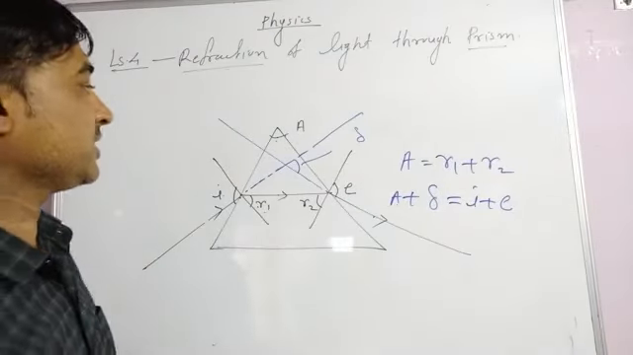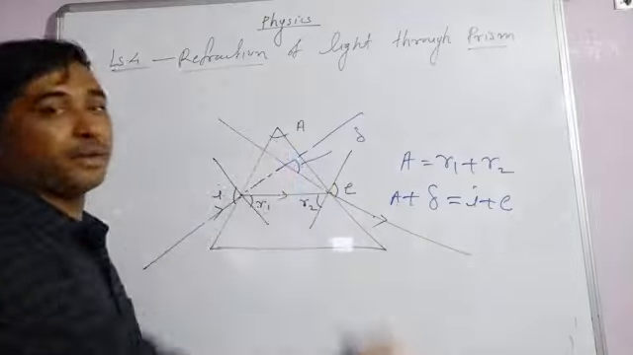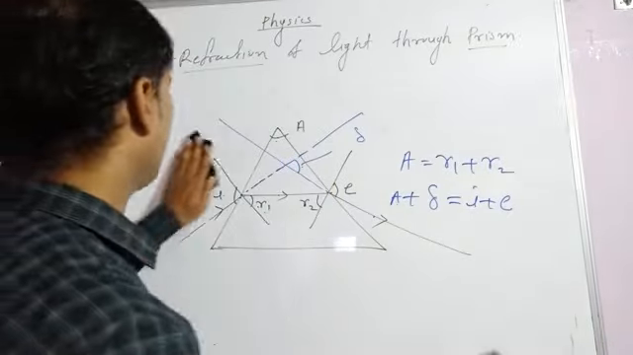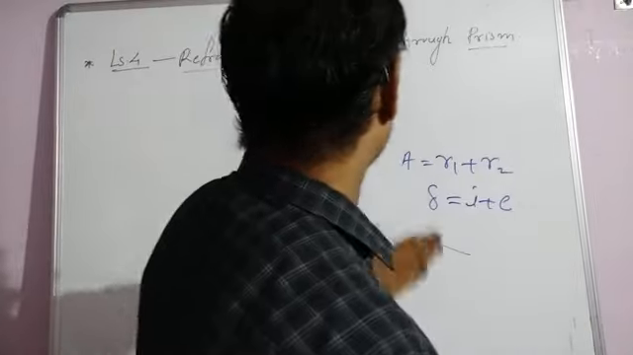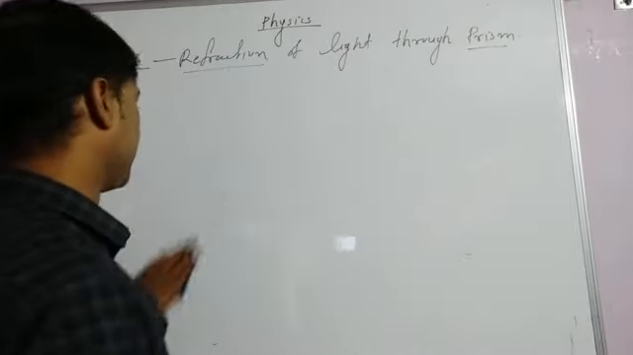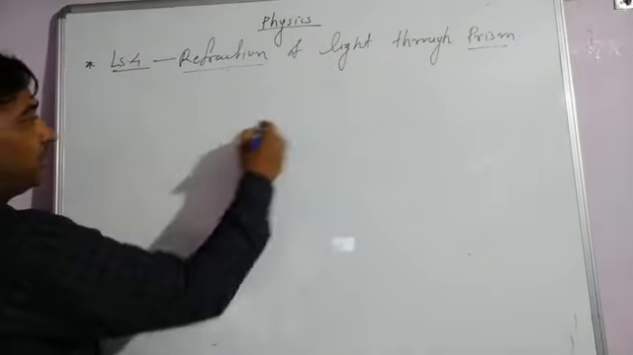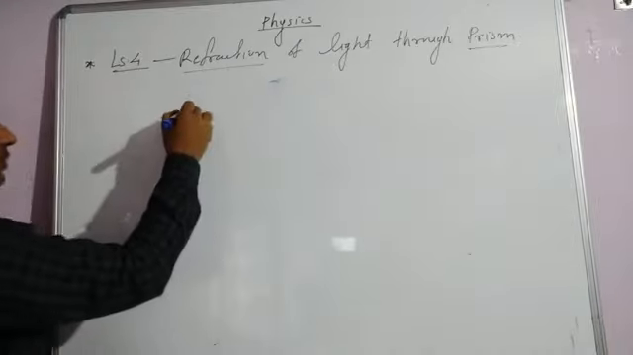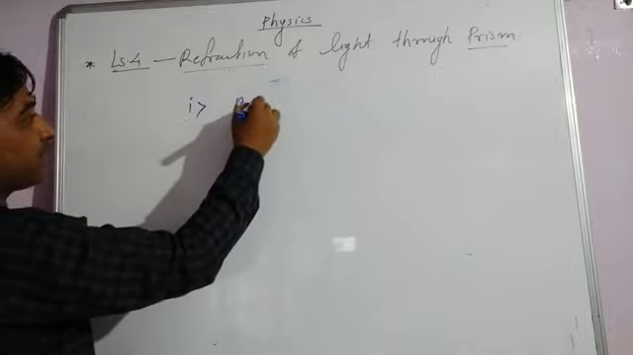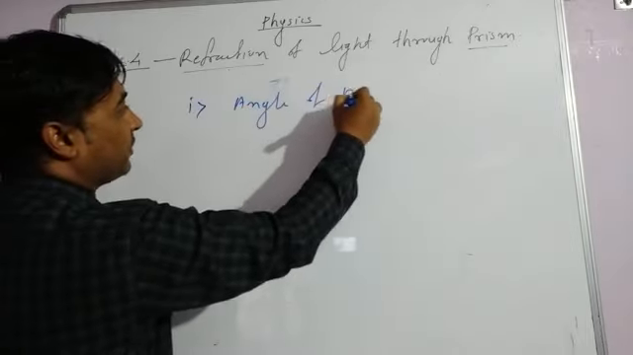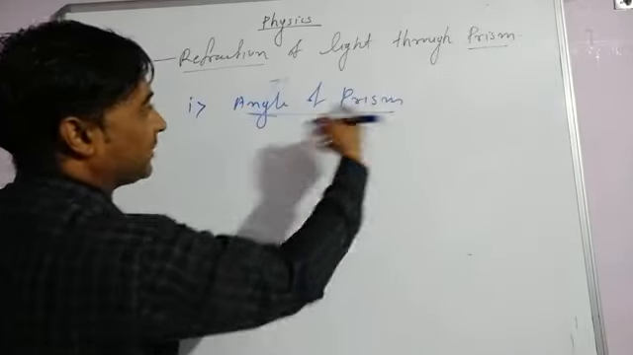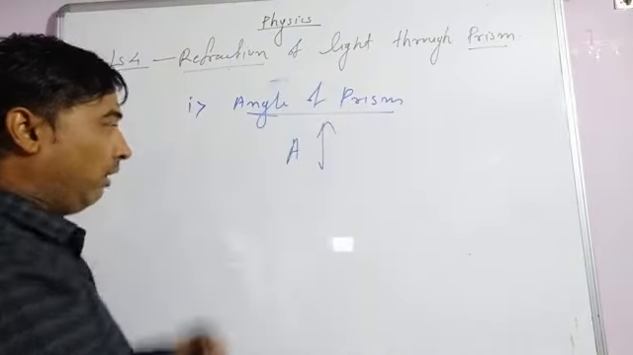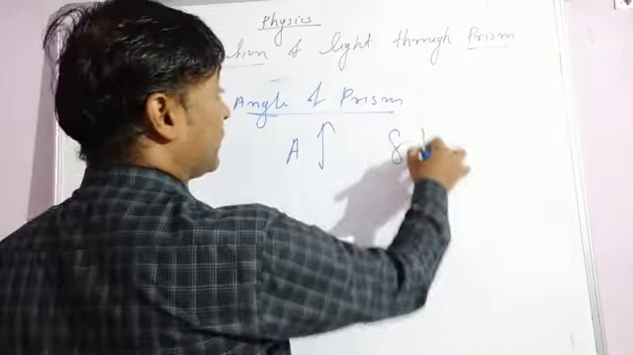Now the next topic is on what factors this angle of deviation depends. On what factors this angle of deviation depends, that we are going to see. Okay? That is the most important part of this chapter or topic. The first factor, now I am not going to draw that diagram again, you all understood. First one is the angle of prism. There is a relation between this angle of prism and angle of deviation. As the angle of prism increases, the angle of deviation will also increase.